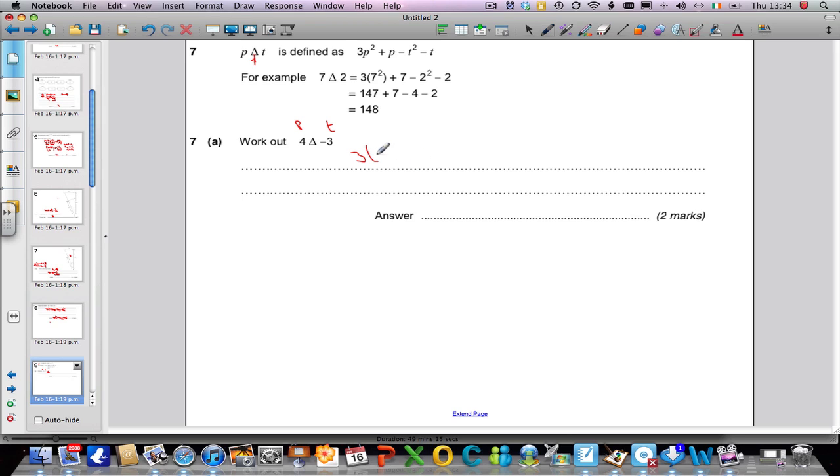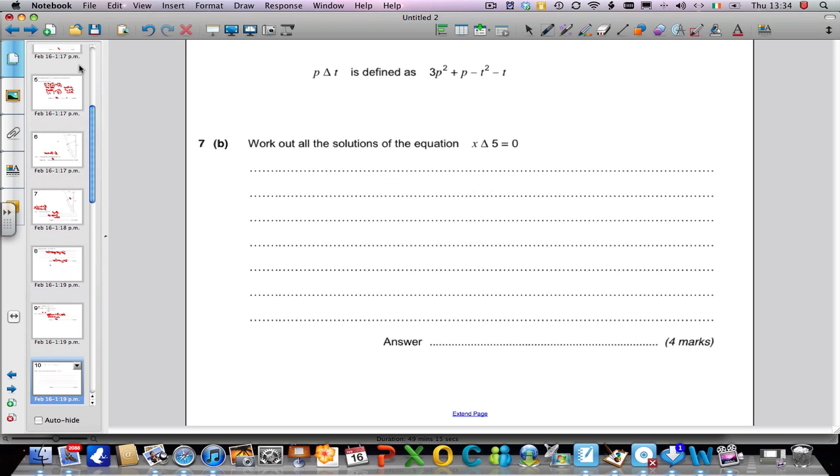3 times 4 squared plus 4 minus 3 squared minus 3. So I've just put up some brackets here to help protect the negative signs and make sure I do things correctly. Right, 4 squared is 16. 16 times 3 is 48. And we're adding 4 to that. And then we're going to take away minus 3 squared, which is 9. And then we're going to add 3. And then when you tidy all that up, you get 46. Job done.